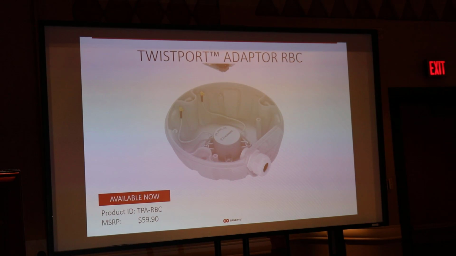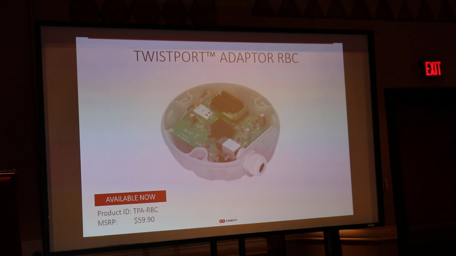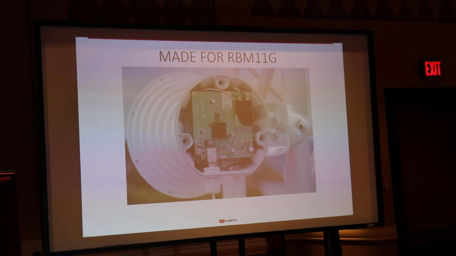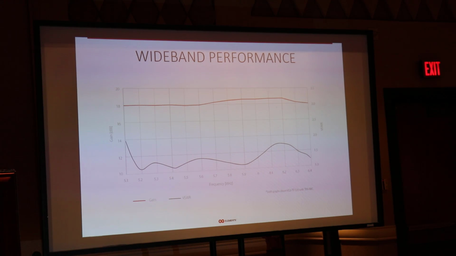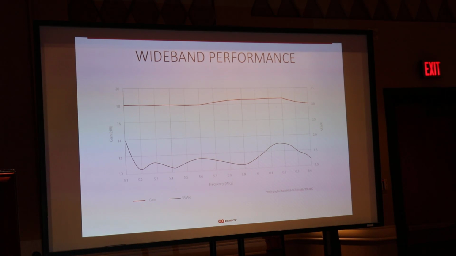The TWISTPORT adapter for RouterBoard in metal. There we go. TWISTPORT adapter for RouterBoards in all die-cast aluminum, so you get much better isolation. That's available now at distributors. It's really made for the M11G board, but you could also put 911s, 711s, 411s. All the different square form factor boards will work in that enclosure.